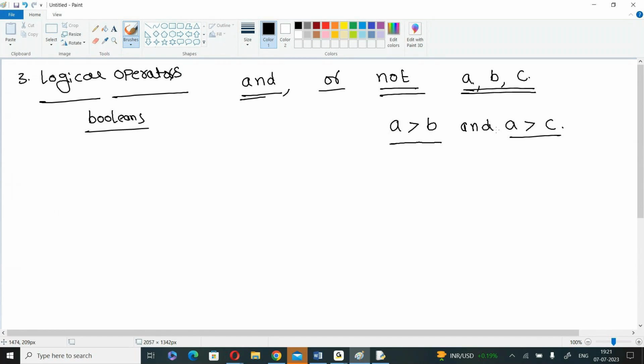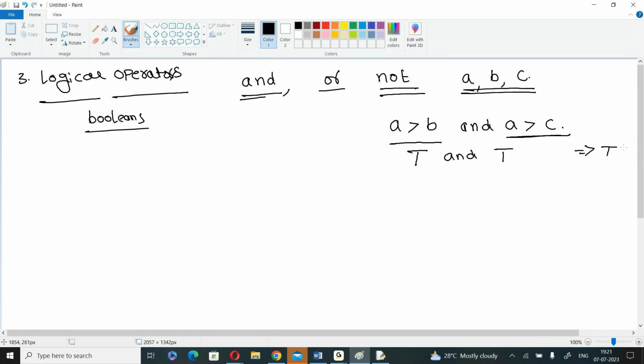Now you understand AND. AND means if the first condition is true and the second condition is also true, the result is true. Generally, it applies between relational expressions. The output of each relation is a boolean. Here first you are performing A greater than B. Suppose it is true, and A greater than C is also true. Now the output is true.